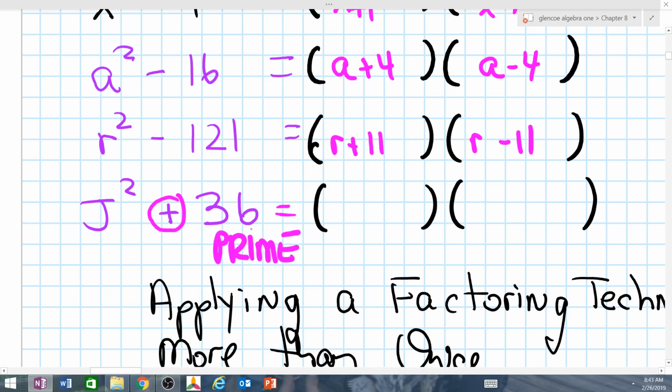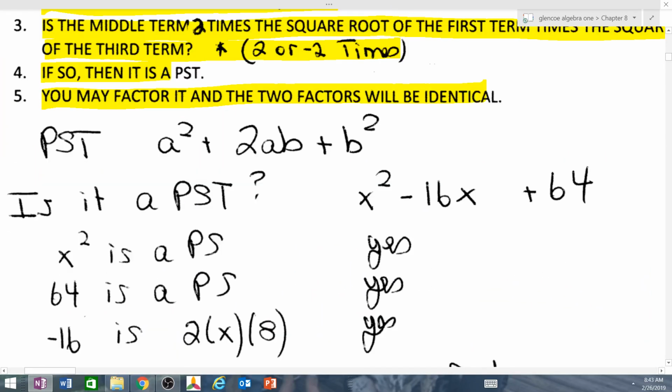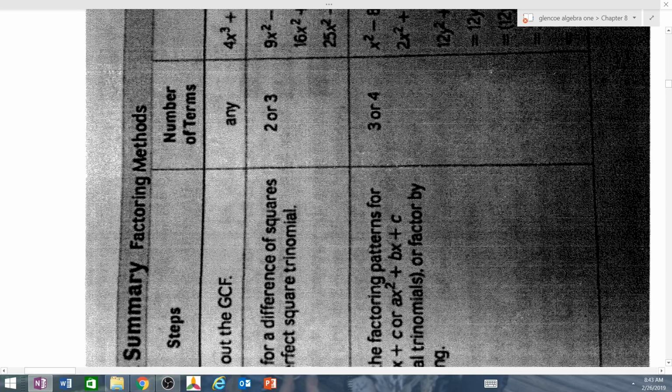Why is it prime, Mrs. Urso? Well, it's a perfect square with an addition sign. The difference of two squares, does it have an addition sign? No, it's called the difference of two squares for that reason. Okay, so remember that.